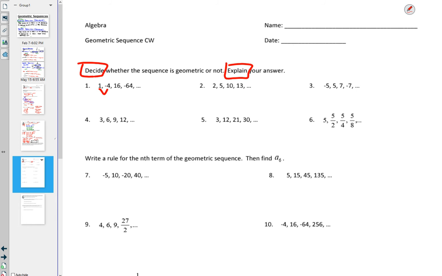Now, another way of writing this is I've done it before like this, where you do like these little loops. So like, what's negative 4 divided by 1? It's negative 4. What's 16 divided by negative 4? Negative 4. Do we have a common ratio? So I would write yes, and my explanation would be that r equals negative 4.